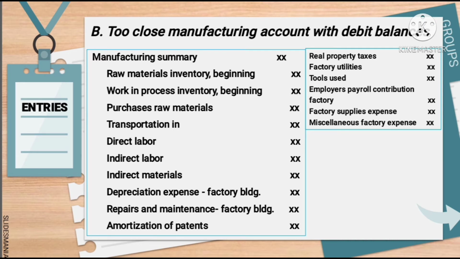Debit, manufacturing summary, credit, raw materials inventory beginning, work in process inventory beginning, purchases raw materials, transportation in, direct labor, indirect materials, depreciation expense, factory building, repairs and maintenance, factory building, amortization of patents, real property taxes, factory utilities, tools used, employer payroll contribution, factory supplies expense, miscellaneous factory expense.